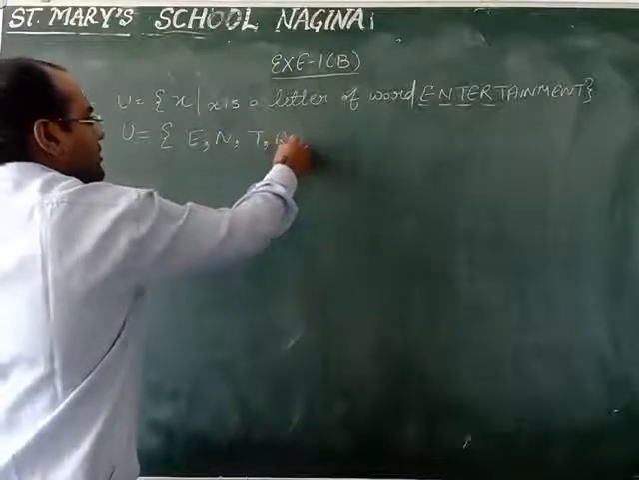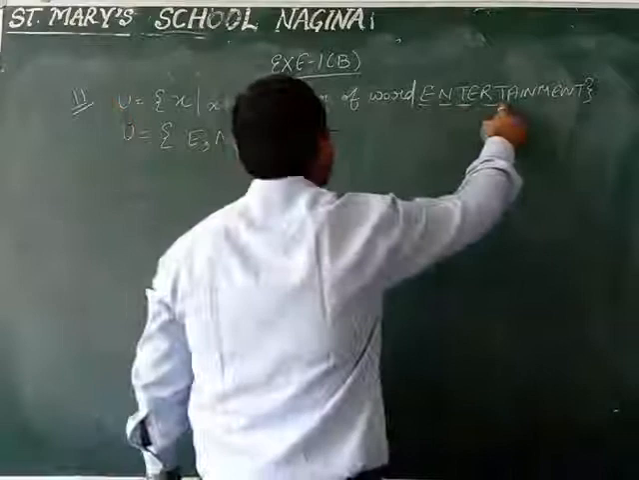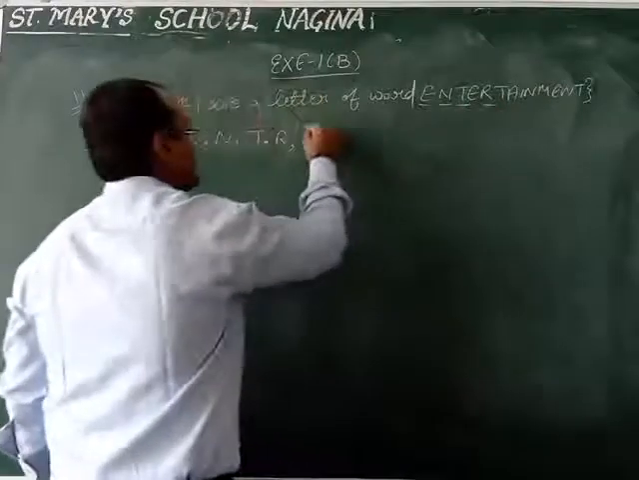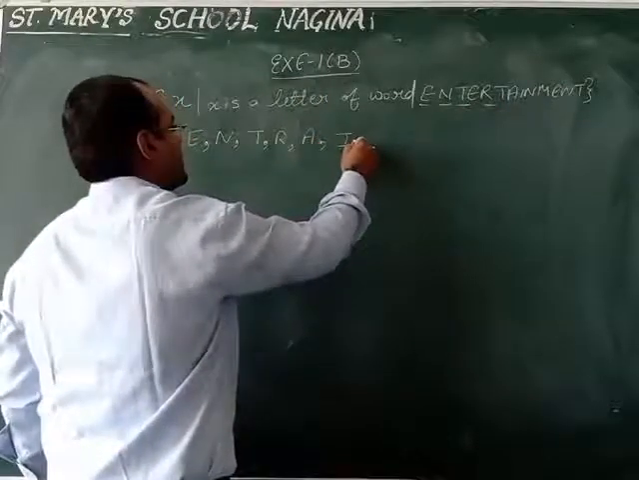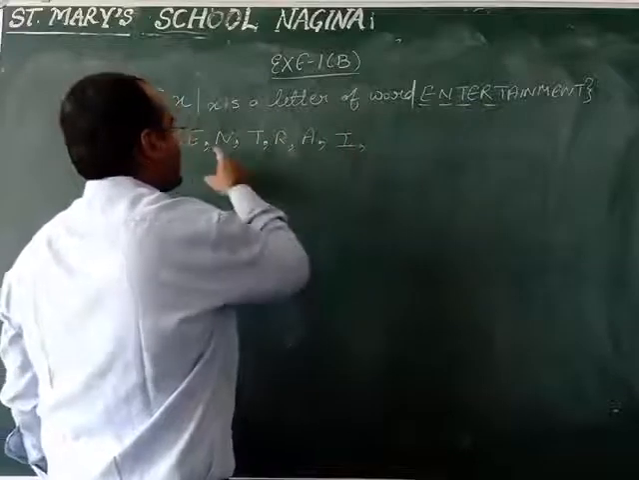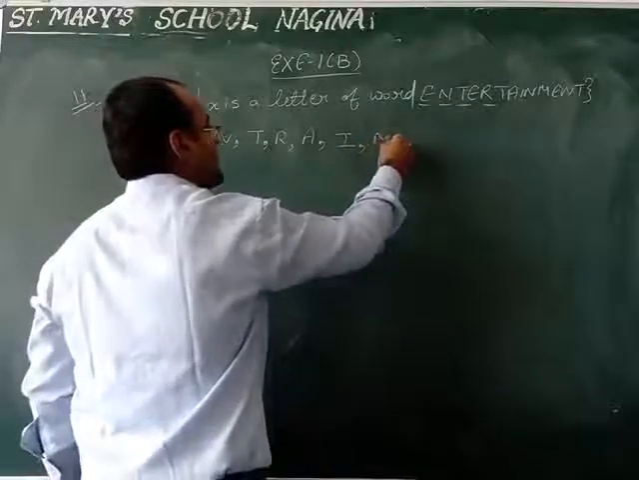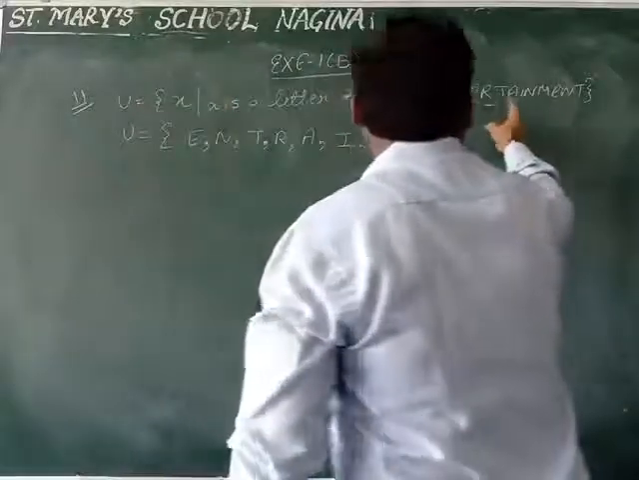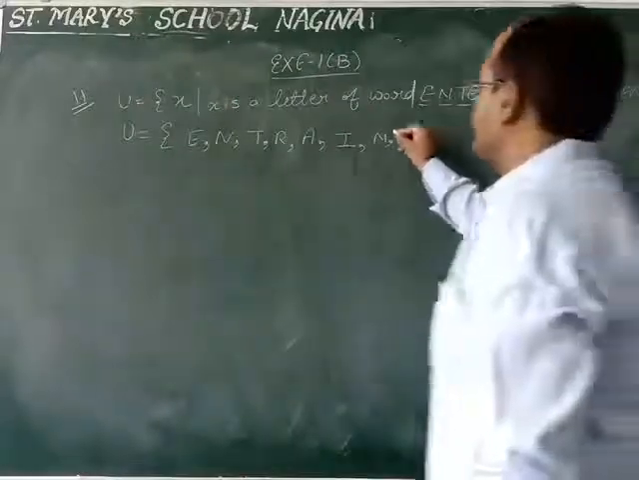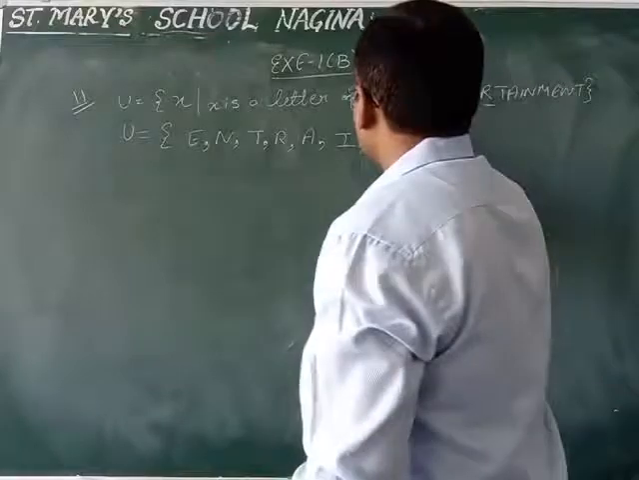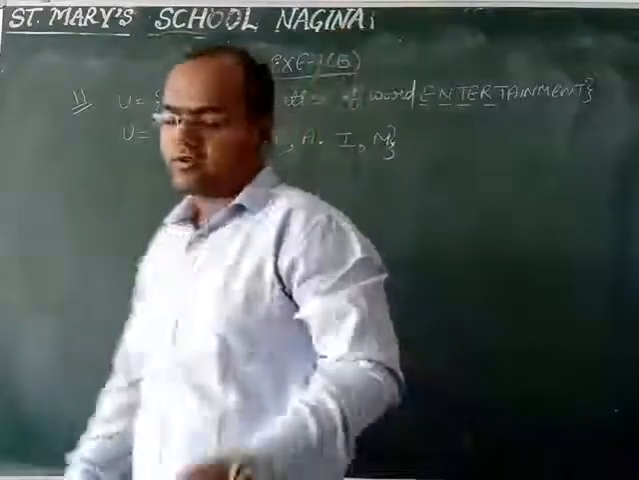T is already over. A, I. N is already over, M. E is already over, N is already over, T is already over. So this many elements will come in the universal set.